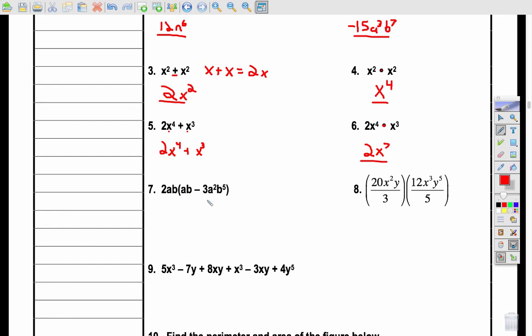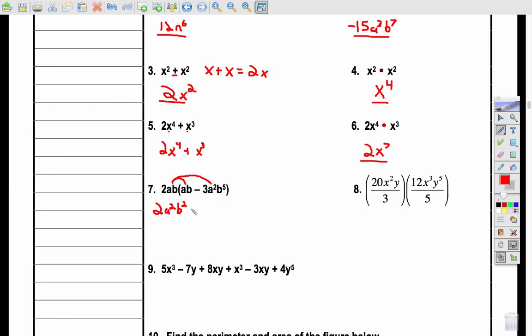Number 7, all right. We have parentheses. When we have parentheses, what do we got to do? Well, we got to distribute that times that times that. So let's do the first one. 2ab times ab. So you're going to have a 2. A, so that's a squared, because this is multiplication. And then you have b times b, that's b squared.